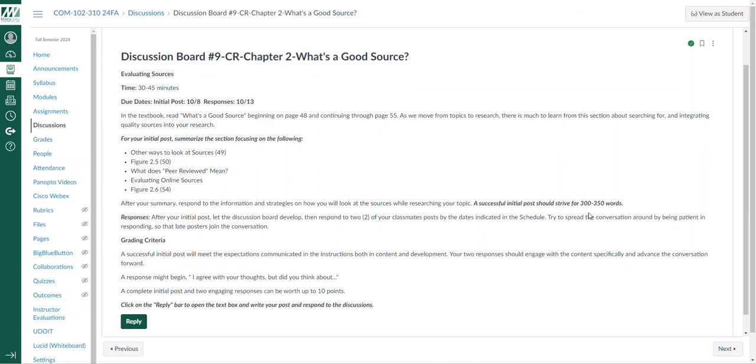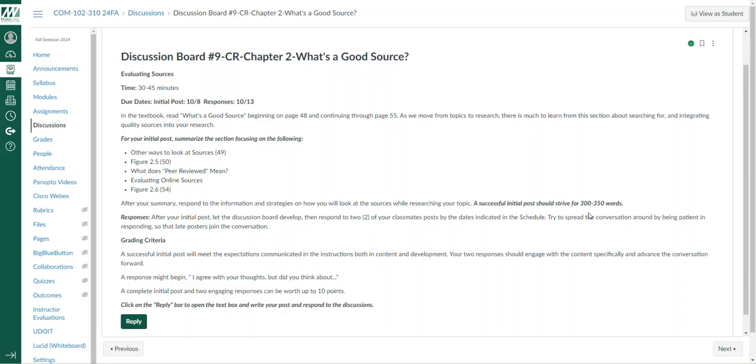After running through the keywords and phrases and doing some initial research, some subject searches, now you can actually work through what is a good source. So it's important that you read the content between pages 48 and 55. Look at the specific sections I've highlighted and have a conversation of what makes a good source.